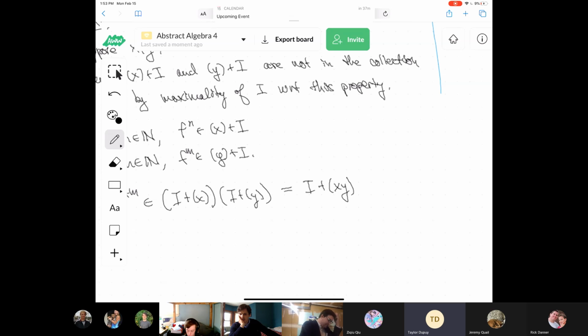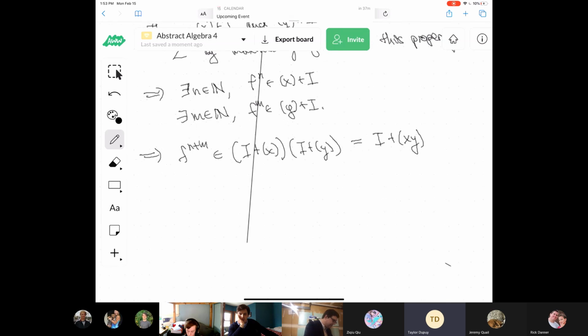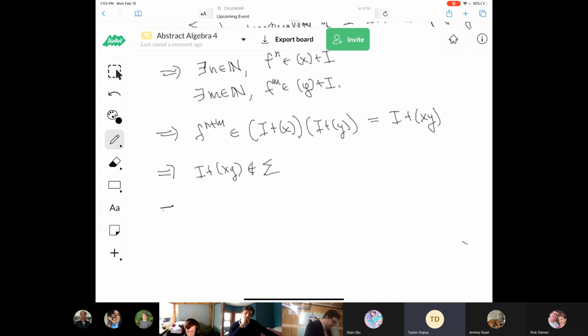How do you see this? You just distribute them out. If you distribute them out, you'll see that I times y and I times x are just contained in I. You can check that one; convince yourself of that. And so this implies that I plus xy is not an element of sigma. So in particular, xy is not an element of P.